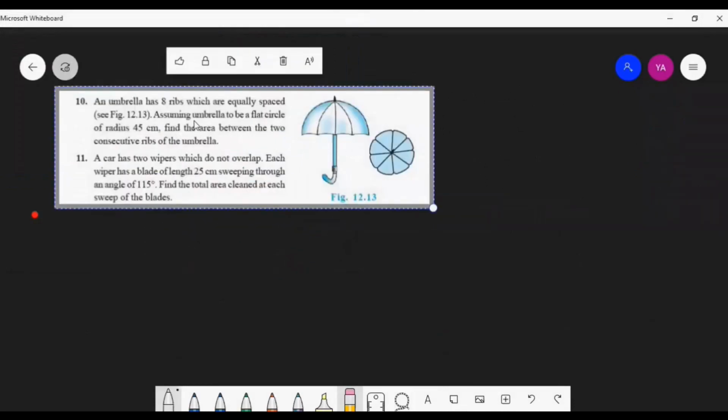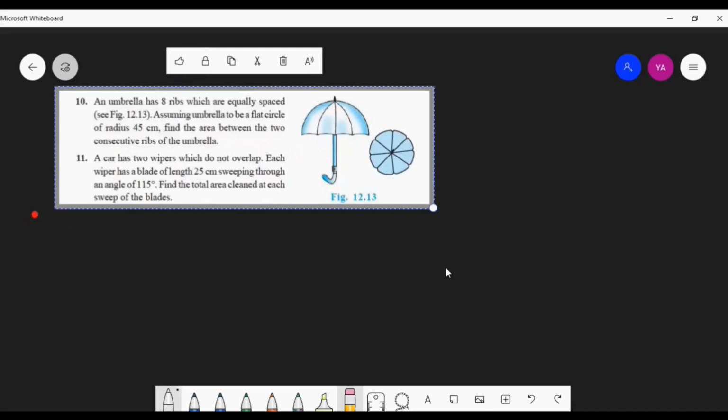This umbrella question, you just read this. An umbrella has 8 ribs which are equally spaced. Assuming the umbrella to be a flat circle of radius 45 centimeter, find the area between the 2 consecutive ribs of the umbrella. Simple question, but the picture you want to understand. Then the calculation is direct.